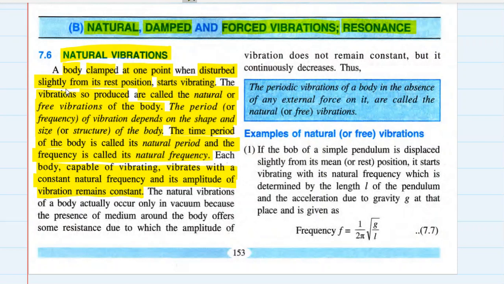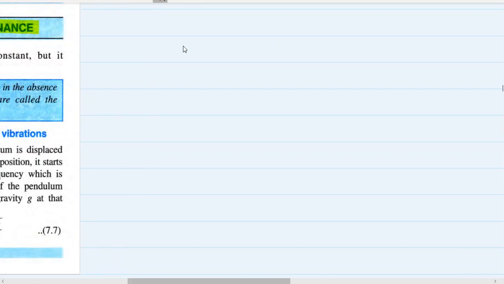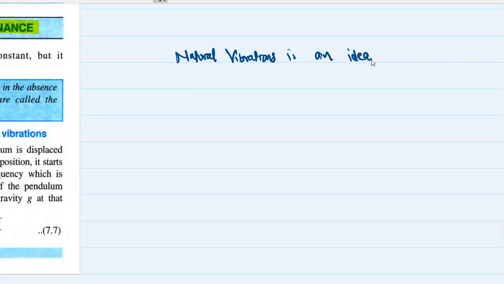तो ये जो पूरा natural vibration का process ये लोग explain कर रहे हैं, please understand that ये ideal condition की बात कर रहे हैं. Natural vibrations सिर्फ ideal conditions में ही possible है. Natural vibrations is an ideal case for any vibrating body. क्यों ये ideal case है? Ideal case मतलब practical case नहीं होता है. Remember that. Ideal case is a special case.